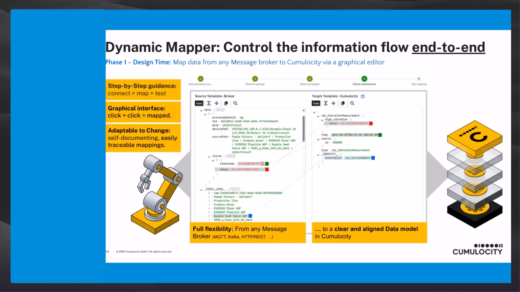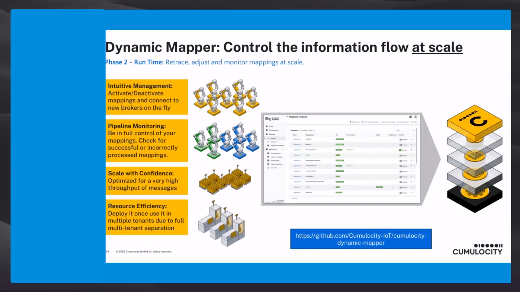So this is the first part of the Dynamic Mapper. And the second part, of course, is you need to manage these kinds of mappings. So once you have defined your mappings, how to map the data from any format to the Cumulocity data format, you need to manage it. So you want to activate mappings, you want to duplicate mappings and use one as a template for a new mapping. You want to manage the mappings for specific connectors only. All this kind of managing is also part of the Dynamic Mapper.